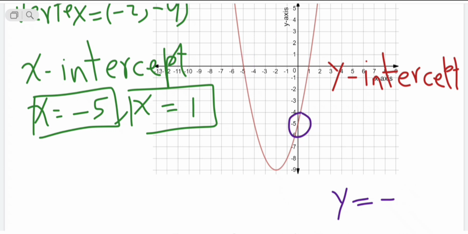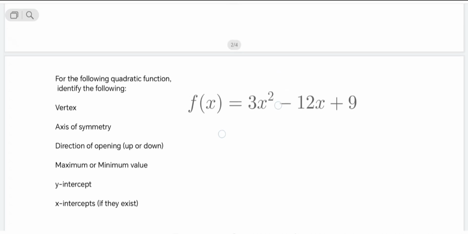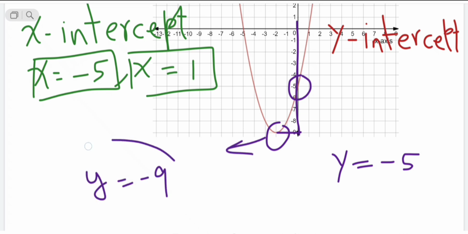From the graph it is very easy to recognize the places and to write the values. If they give us the function, for example, look at this question. They gave us the function. They asked us, for the following quadratic function, to identify the vertex, axis of symmetry, direction, maximum and minimum value, y-intercept and x-intercept. Maximum and minimum value means the value of y at the vertex. This is the maximum value of y, here -5, and here we have the minimum value, which is y equal -9. This is the minimum value.